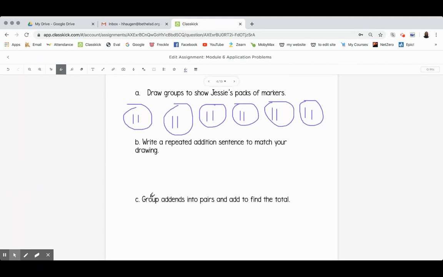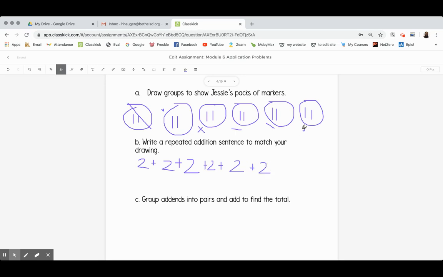Letter B says, write a repeated addition sentence to match your drawing. Well, when I look at each group, I see the number that's repeating is 2. So I have the first 2 and the next 2. And if you need to cross out or put a little check mark or a little X next to the group that you've done, like right here, I can just do like a line, like a little X. Okay, I did that third one. There's my fourth one. Plus another 2, there's my fifth one, plus there's my sixth one.